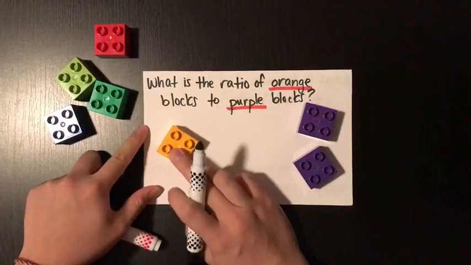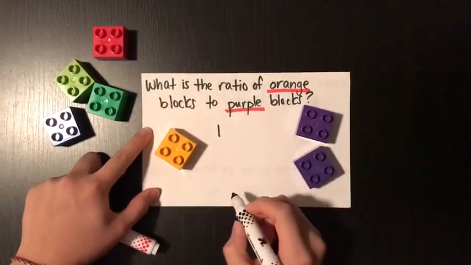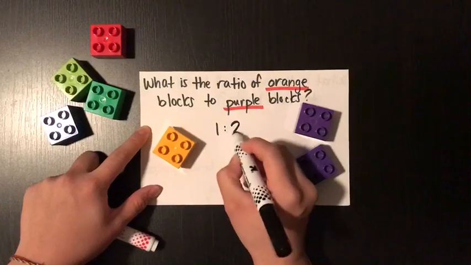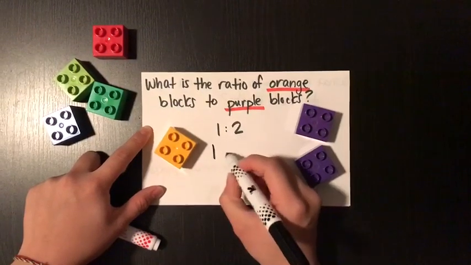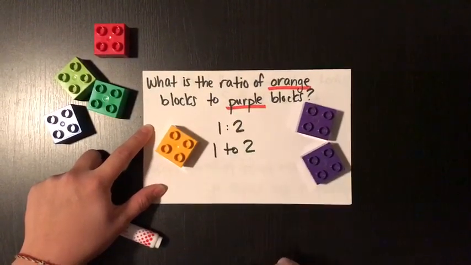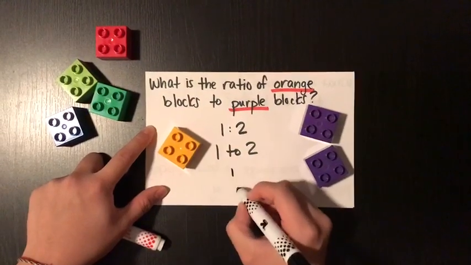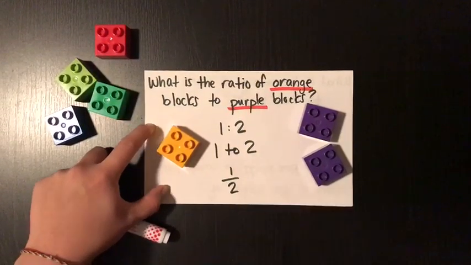We have 1 orange block to 2 purple blocks using a colon. We can use words, 1 orange block to 2 purple blocks, or we can use a fraction: 1 orange block over 2 purple blocks.